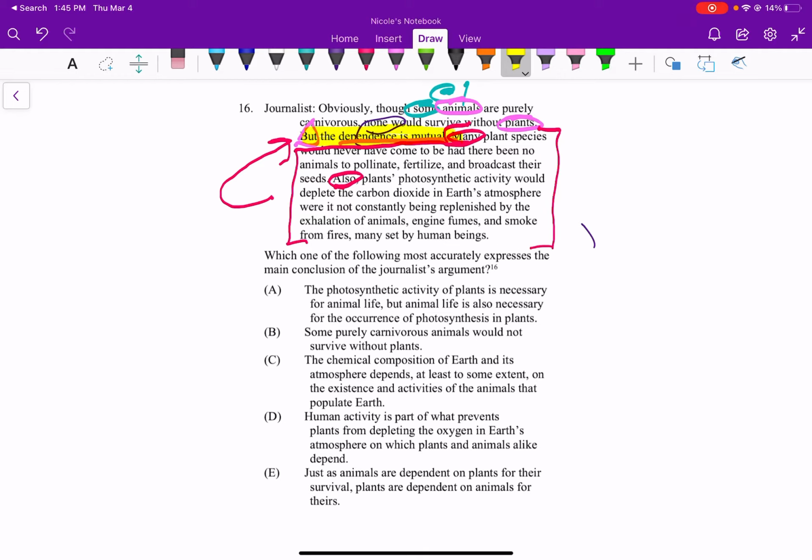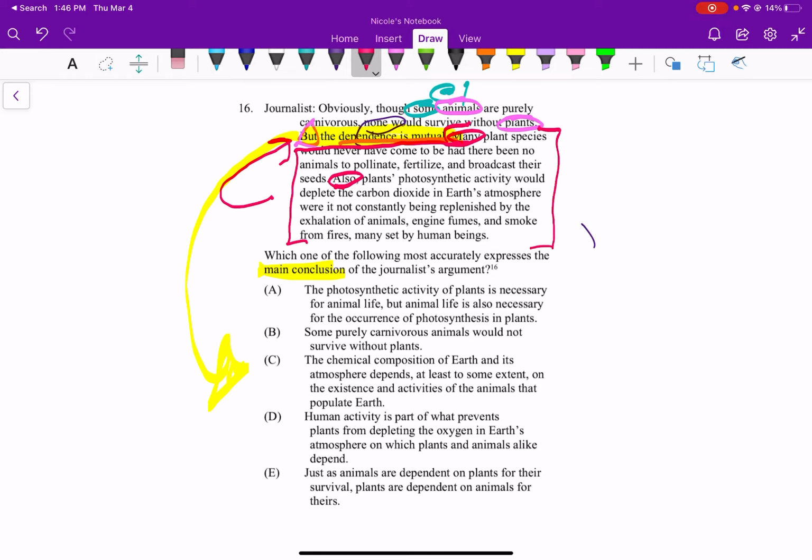So I'm going to read the question stem. So it says, which of the following most accurately expresses the main conclusion? So I'm going to look for the best example of this in one of my answer choices. So let's start with A. The photosynthetic activity of plants is necessary for animal life, but animal life is also necessary for the occurrence of photosynthesis in plants. I like this one because it says that the photosynthetic activity of plants is needed for animal life, but animal life is also needed for this in plants.